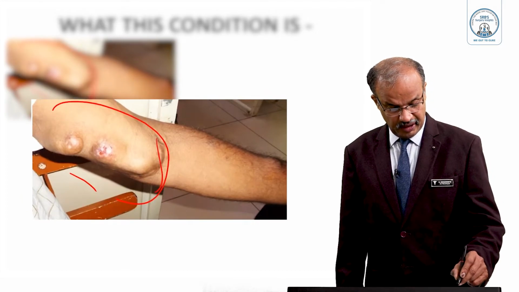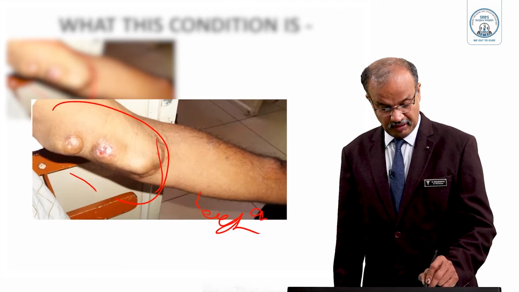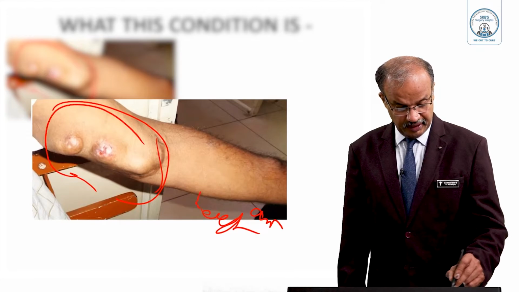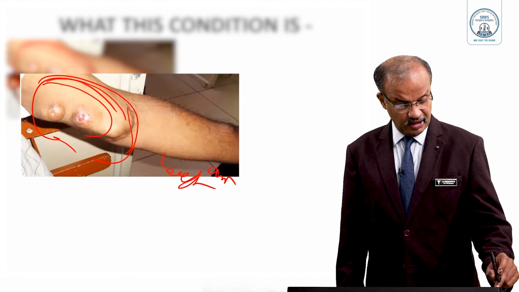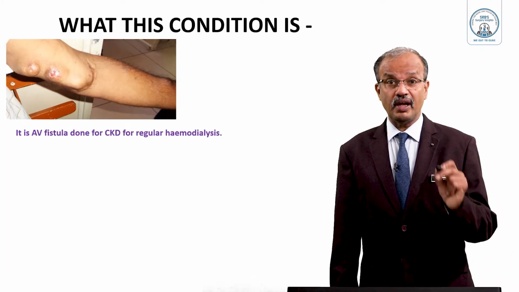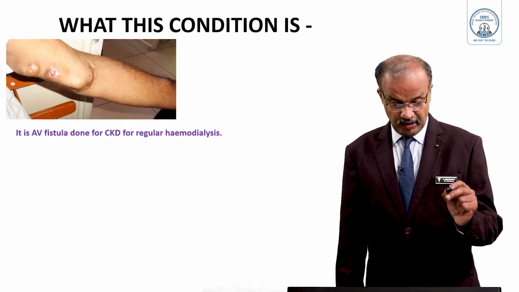There is a scar here, left arm, that's the point, very important. Left arm, there is a scar here and there is a swelling here. So what it could be is the thing which you have to remember. So it is AV fistula done for CKD, chronic kidney disease, for regular hemodialysis.